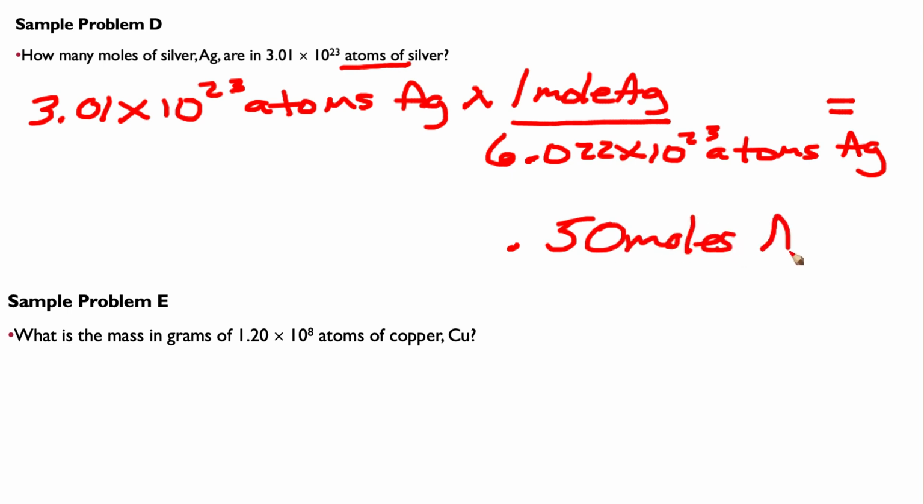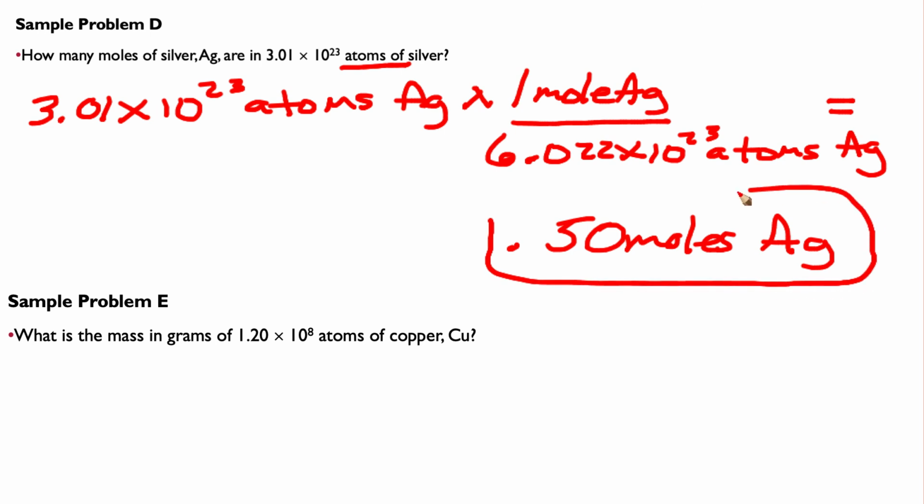Now, once again, just to reiterate, very important: when we have atoms of a single element, all we need to do is go from atoms to moles. We'll learn later in the year that when we have something with more than one atom, we'll have to use more steps. So this problem says, what is the mass in grams of 1.2 times 10 to the 8th atoms of Cu?